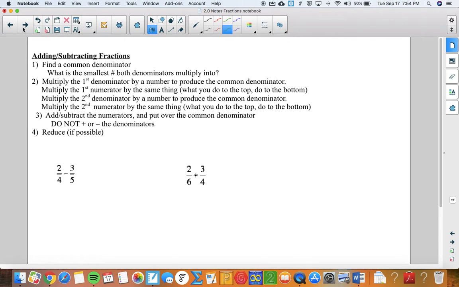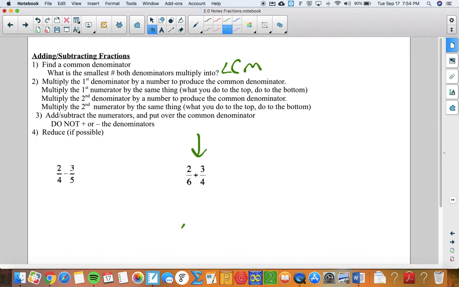Now, to add or subtract fractions, you need to get a common denominator. That's when you ask yourself what's the smallest number both denominators multiply into. In other words, what's the least common multiple? So let's try to find the least common multiple of 6 and 4. I'm going to skip over to this example first where we add.